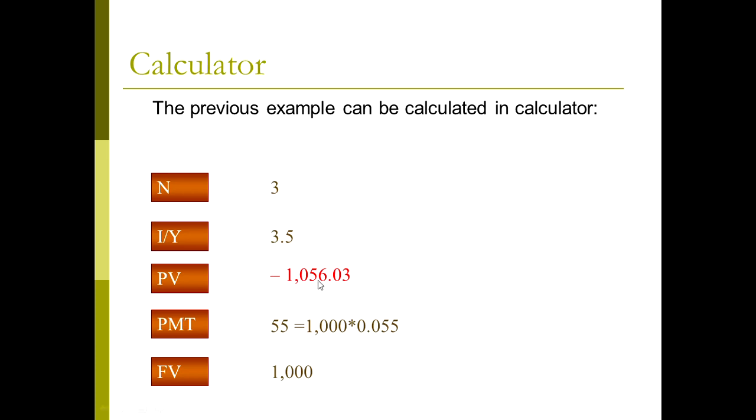The present value of the bond will be $1,056, exactly the same number as we calculated in the previous slides. But the calculator will report a negative sign as usual because this is a payment. You paid this amount to receive the $55 coupon payments, and to receive the $1,000 face value at the end.